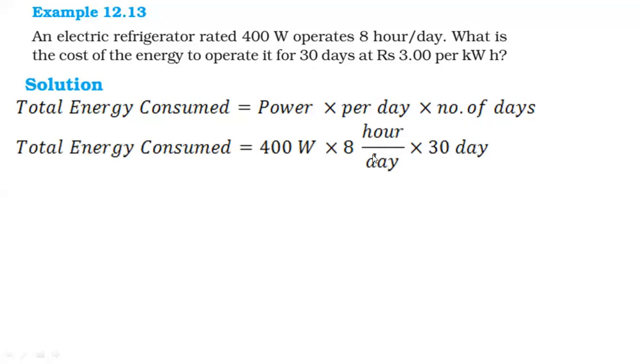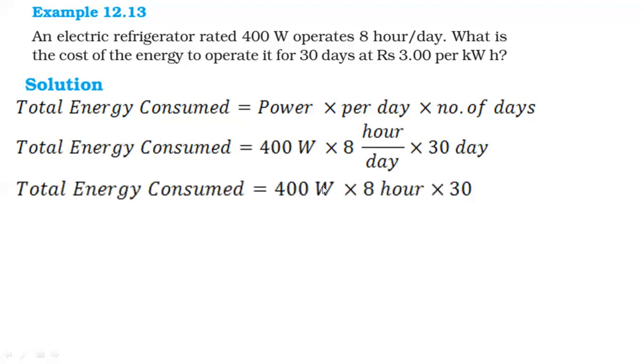30 दिनों के लिए रोज 8 घंटे का इस्तेमाल किया गया. That is what is the meaning. Now you can see here it is hour per day. You can cancel this day and day because day is itself a unit. It is something like your second. Day is a unit of time, so you can just cancel it. Day and day can be cancelled.